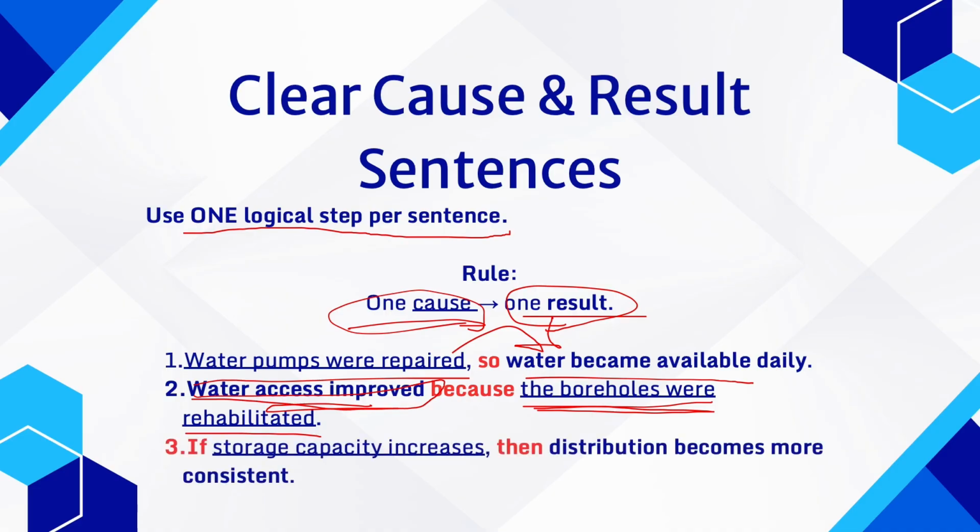Now we have an if-then statement. If storage capacity increases, then distribution becomes more consistent. So this is a hypothetical. If this thing happens, if thing number 1 happens, then thing number 2 will also happen. If storage capacity increases, then distribution becomes more consistent.